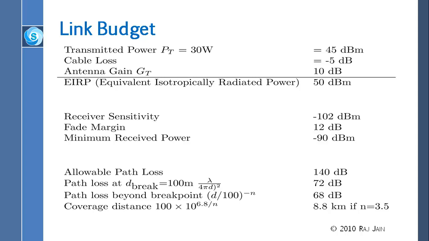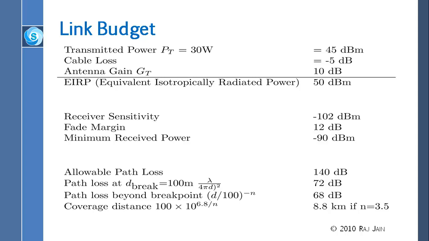So isotropic means spherically radiated power. If we had a spherical antenna, an antenna which is a point, and it was transmitting in all directions equally, then you would get 50 dBm going out in all directions. Now the receiver sensitivity is minus 100 dBm. If the power is less than that, the receiver cannot understand at all. So we have to get this much.